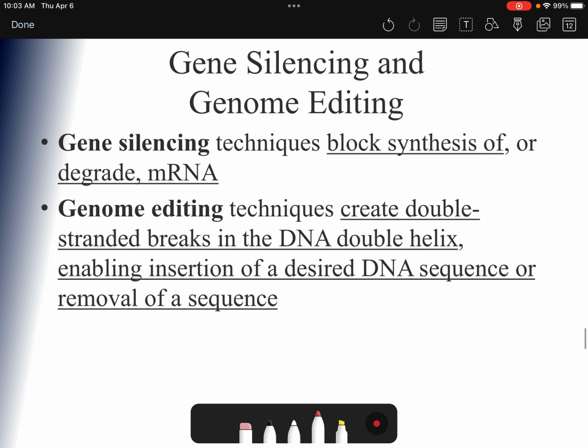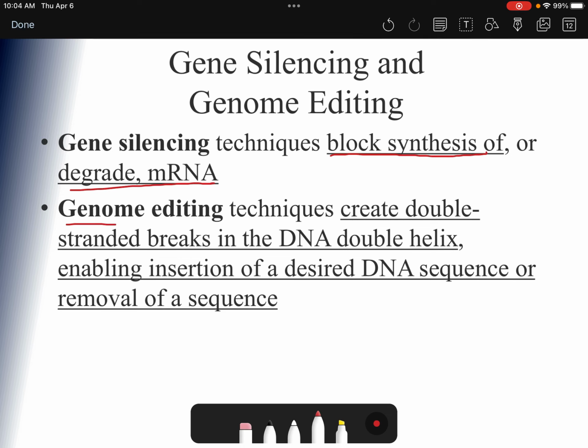Last little bit here is on gene silencing and genome editing, which is our new recent development. Gene silencing, just like the name suggests, blocks the synthesis of or degrades the messenger RNA. Again, if you destroy or block the messenger RNA, you're not going to be able to have translation, therefore no protein can be made. And so you have, in effect, silenced that gene.